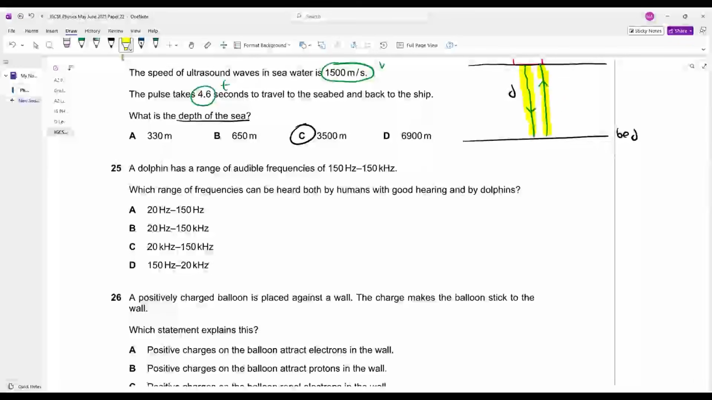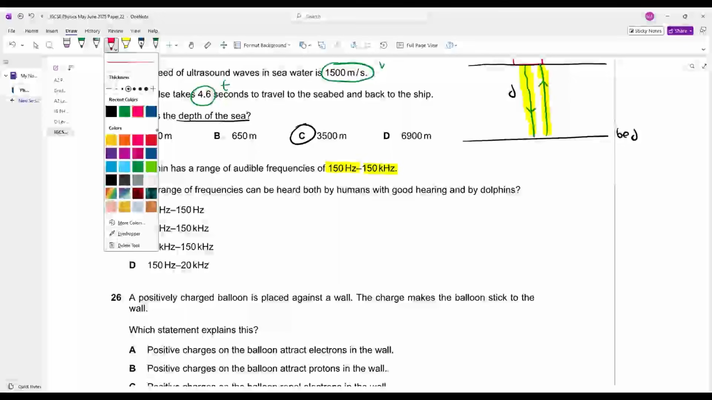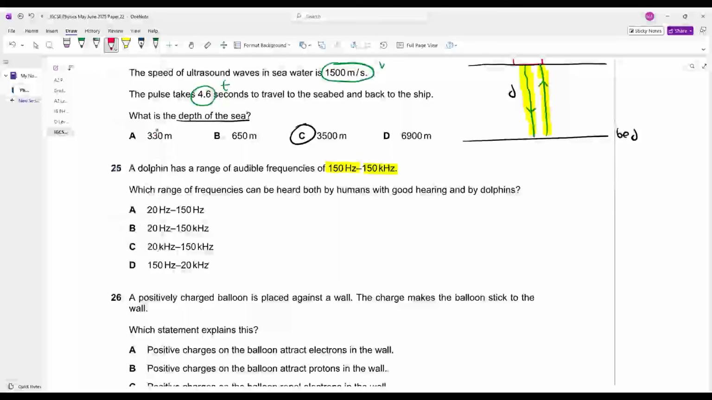A dolphin has a range of audible frequencies 150 हर्ट्ज से लेकर 150 किलो हर्ट्ज तक. ठीक है. एक डॉल्फिन की रेंज ऑफ ऑडिबल फ्रीक्वेंसीज क्या है बेटा? 150 हर्ट्ज से लेकर 150 किलो हर्ट्ज. Okay. Which range of frequencies can be heard by both humans with good hearing and by dolphins? बेटा ह्यूमंस की ऑडिबल हेयरिंग क्या होती है? 20 हर्ट्ज से लेकर 20,000 हर्ट्ज. डॉल्फिन की क्या है? 150 हर्ट्ज से लेकर 150 किलो हर्ट्ज.